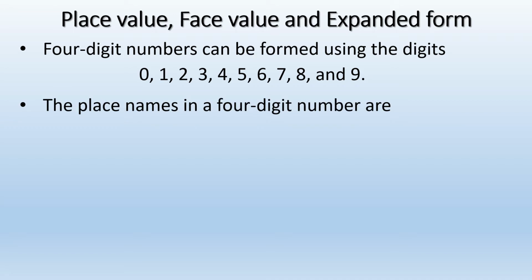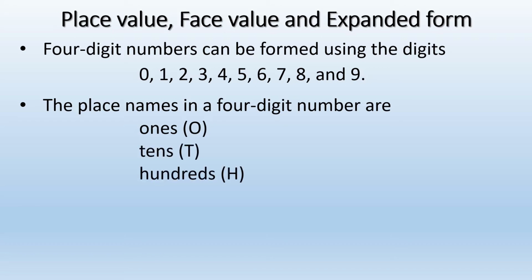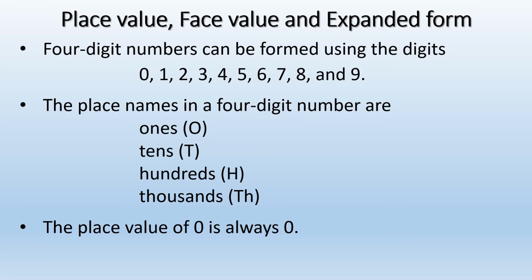The place names in a 4-digit number are ones, tens, hundreds and thousands. These are the place names we need to find place value of each digit in a 4-digit number. The place value of 0 is always 0, irrespective of its position in a number.